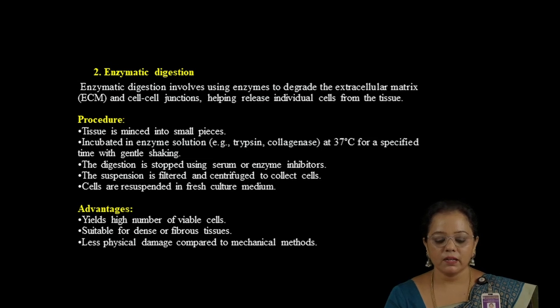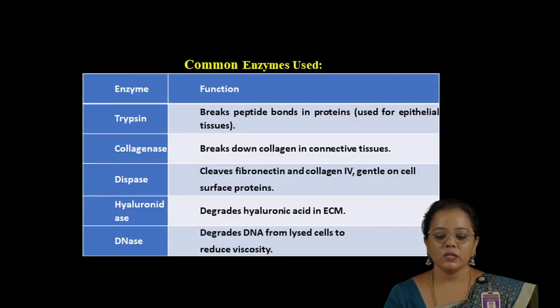So what are the advantages? They yield a high number of viable cells. In the previous method we may face some cell death, but here the number of viable cells will be high. It is suitable for fibrous or dense tissues, and there is less physical damage compared to mechanical methods. These are the common enzymes used for enzymatic digestion: trypsin, collagenase, dispase, hyaluronidase, and DNase.